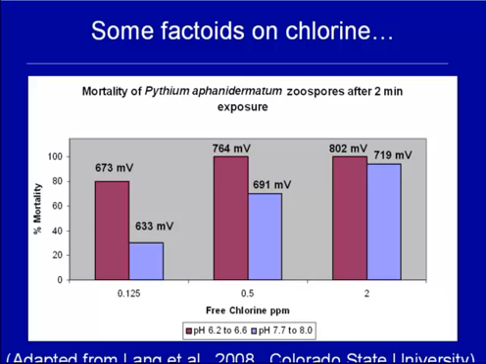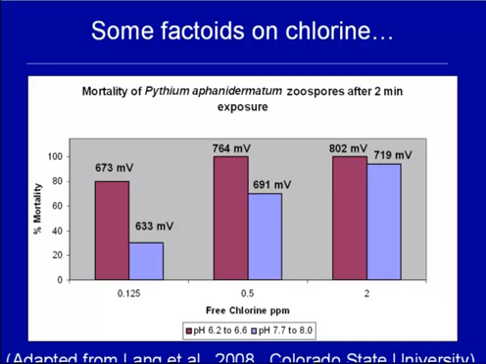What you can see is that there was much more mortality at a low parts per million of free chlorine when the pH was low. And that's because the chlorine is in this hypochlorous acid form.